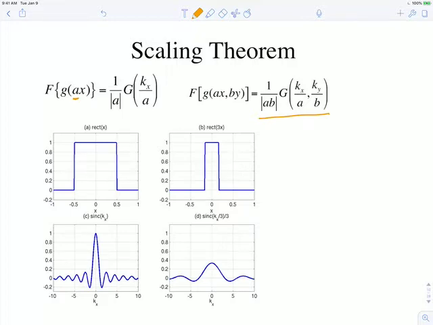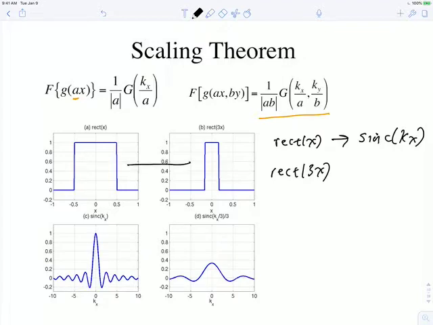All right, so let's take a really simple example. We know that rect of x goes to sinc of kx. So we know that's a Fourier transform pair. Now let's look at rect of 3x. So that's going from here to here. I'm multiplying by 3 in the argument, so I'm shrinking things.